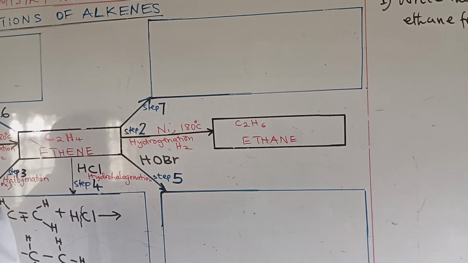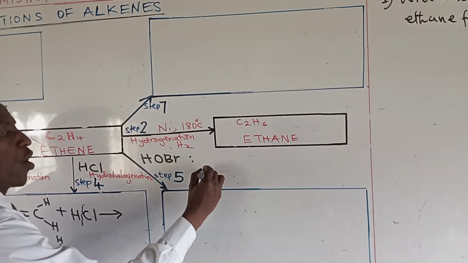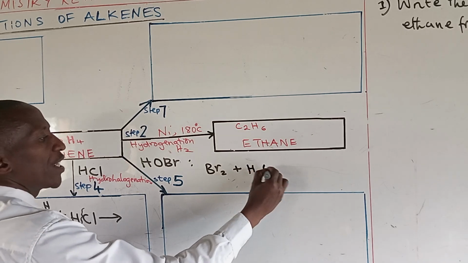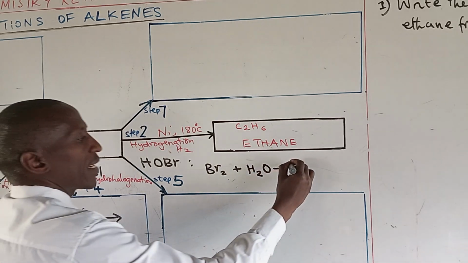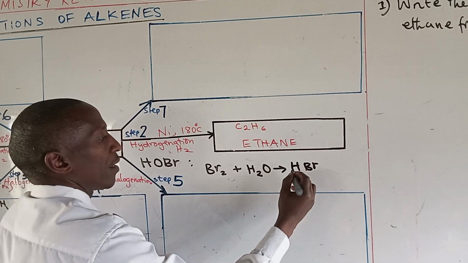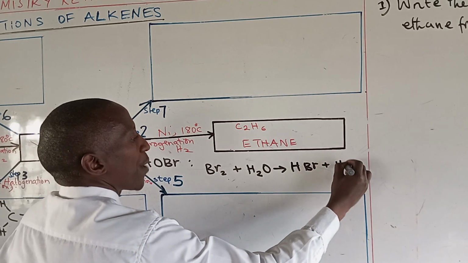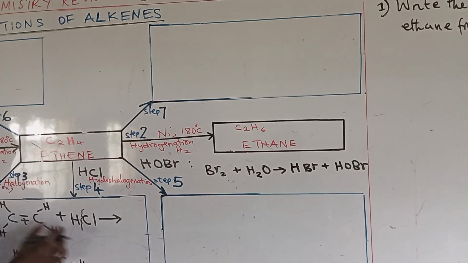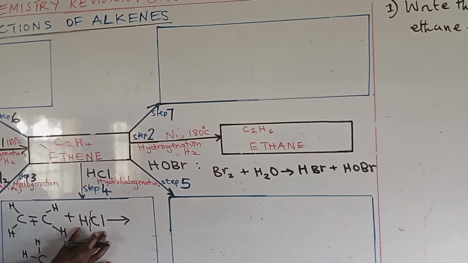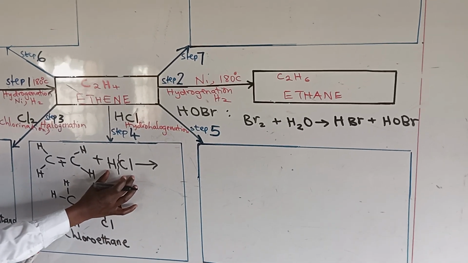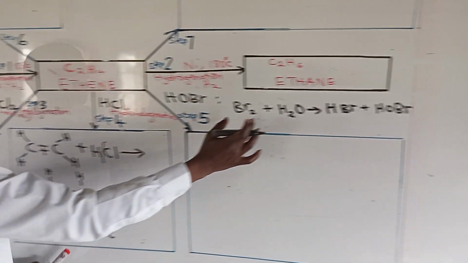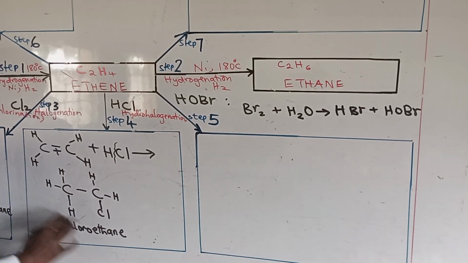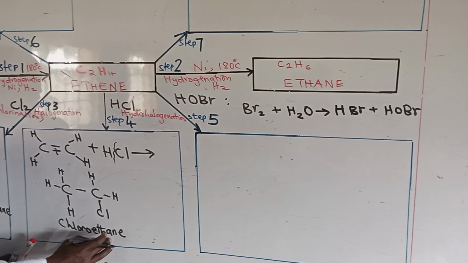You find that when bromine gas is dissolved in water, it forms two products, that is HBr, hydrogen bromide, and hypobromous acid. So this one already we have had its representation at this point. The sister product, hydrogen chloride, representing hydrogen bromide. So even if hydrogen bromide was placed here, the reaction would be the same, forming bromoethane.